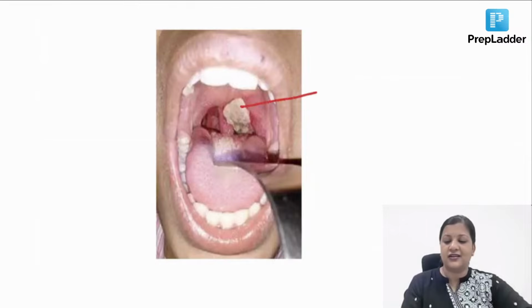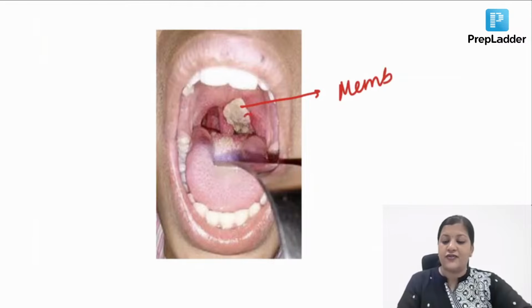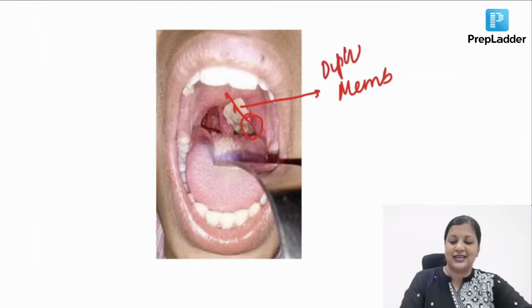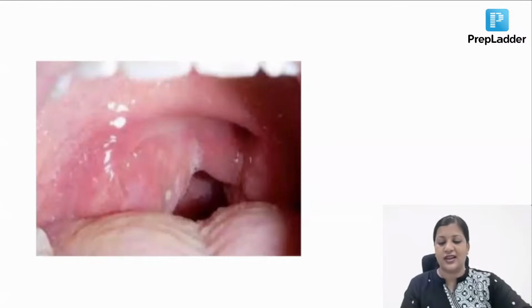We are seeing here that there is again a membrane on the tonsil, but it is not limited to the tonsil. It is spreading from the tonsil. It is going to the uvula. It is going to the palate, and it is grayish white. On peeling, the underlying surface will bleed. It is called a soot membrane. What is it? Yes, this is nothing but diphtheric membrane. I've already discussed the differences. So let's go to the next image.